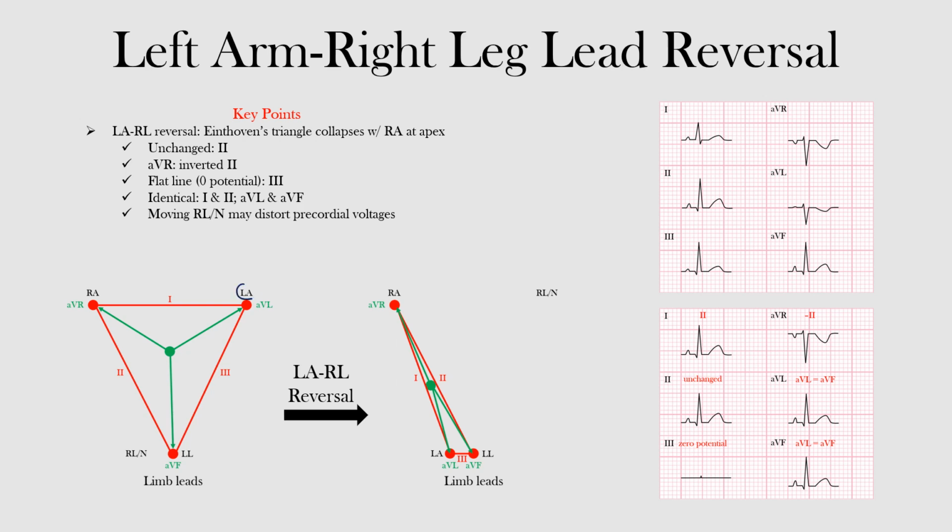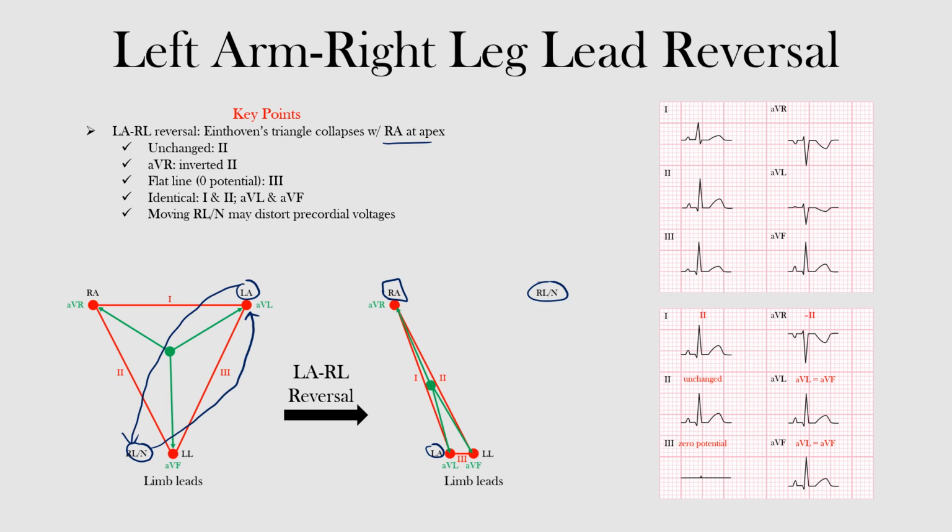So here's our left arm. This is our right leg or neutral electrode, and we're saying that they're switching places. So now the left arm will come down here, and the right leg or the neutral electrode will come up to where the left arm is. So you can see that here's the right leg or neutral electrode in that position, and now we have our left arm down here. And you can see now Einthoven's triangle is collapsing into this thin slice, and we said that the right arm is at the apex. Here's our right arm, and you can see now it's at the apex of our triangle.